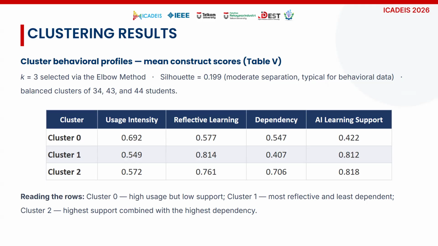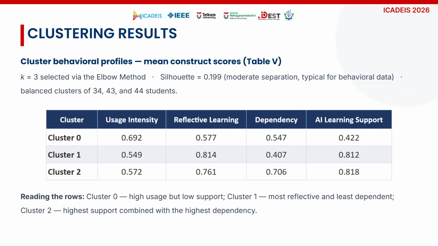You can see in this table, for usage intensity in the first column, cluster 0 is the highest compared to the other two. Cluster 0 uses LLMs most intensively. And then for reflective learning in the second column, cluster 1 is the highest and cluster 0 is the lowest. Cluster 1 is the most reflective, and cluster 0 is the least reflective.